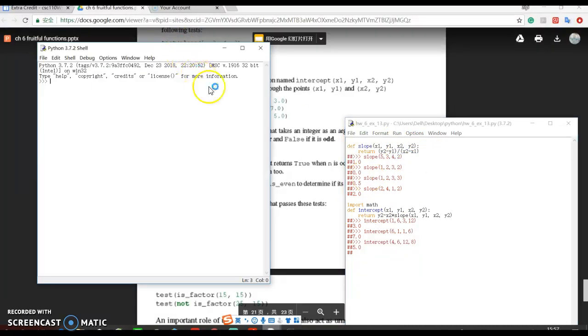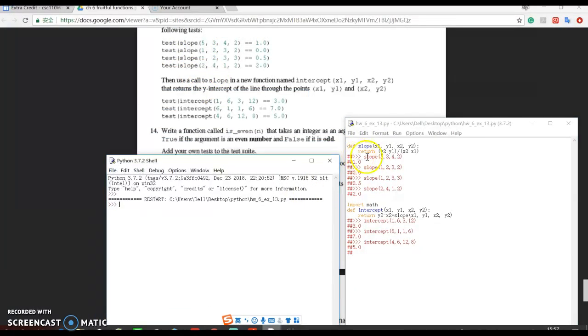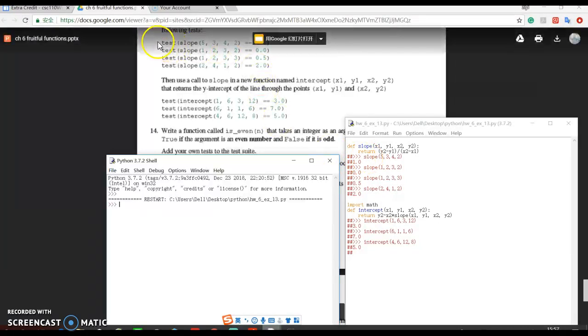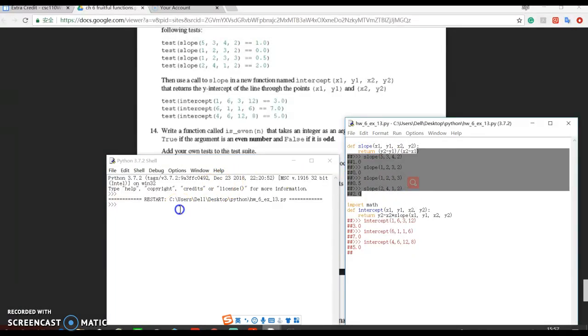Let's run this, and we can test it. So here, it's test slope 5342 is 1.0. So we copy those and put it in here.